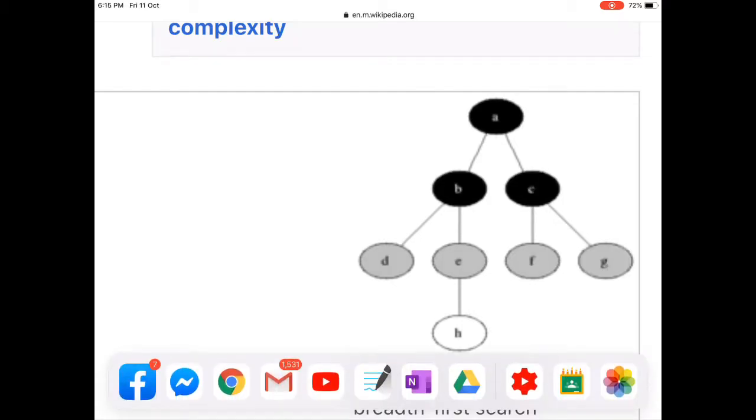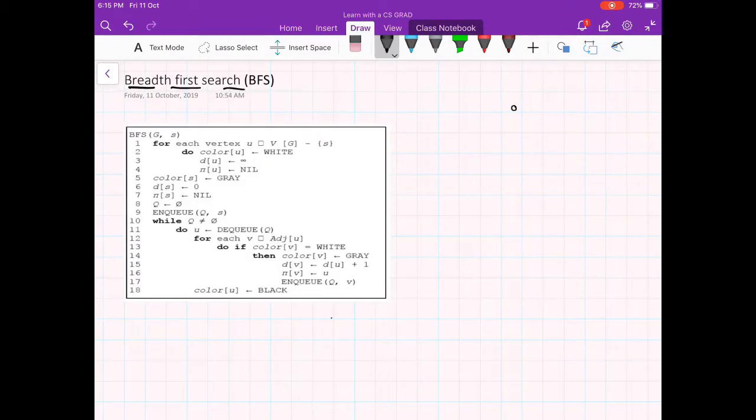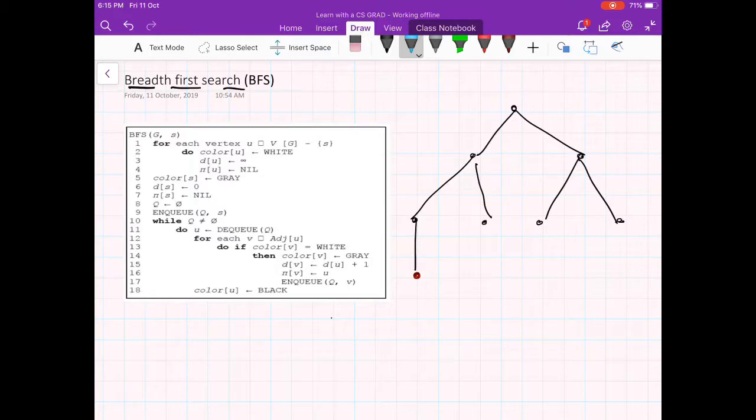Think of BFS as helping you to find the fruit in a tree. It will tell you what path to take to reach your goal. Here, let's say this is your starting node, and the red one is your goal node. What BFS does is look at each node at every level. So this is level 1, this is 2, and this is 3.